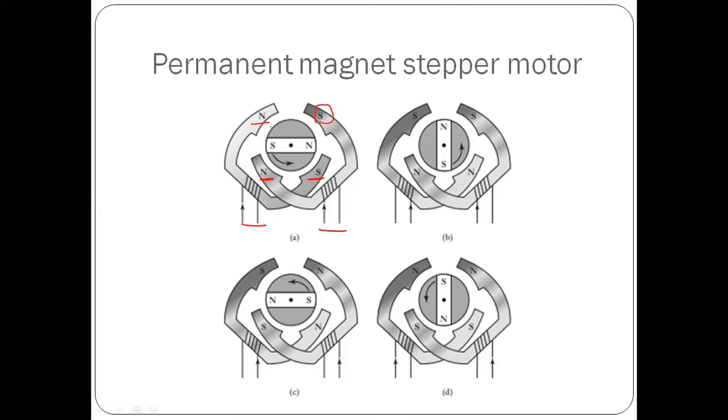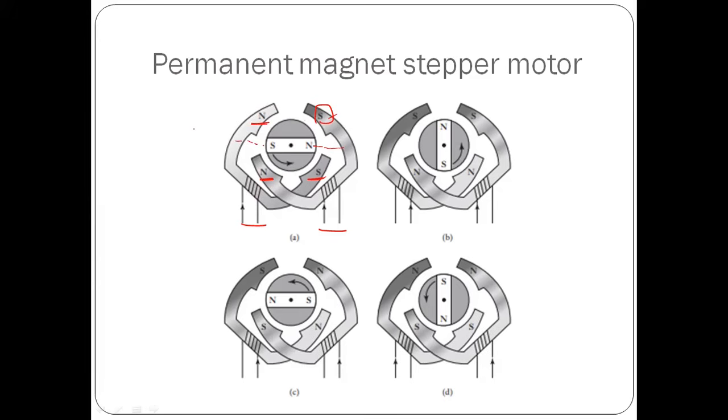Since unlike poles attract each other, here you have south and here you have south. So this north pole will be attracted towards both the south poles, and hence it will stop somewhere in the middle to maintain equilibrium. Similarly, the south pole will be attracted towards both of these north poles, and hence it will stop in the middle to maintain equilibrium.